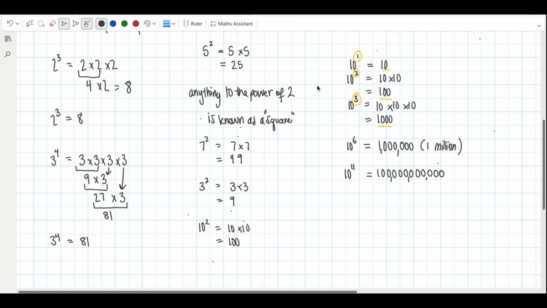And that is our basic introduction to index notation, as well as expanding and simplifying them. Hope that helped.